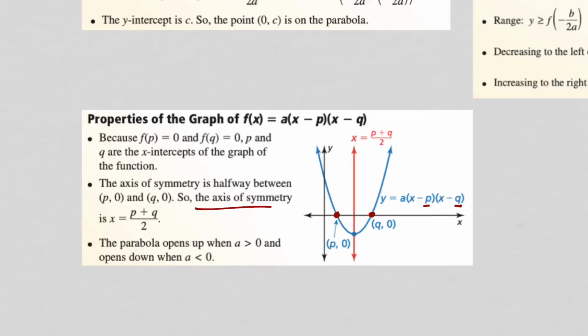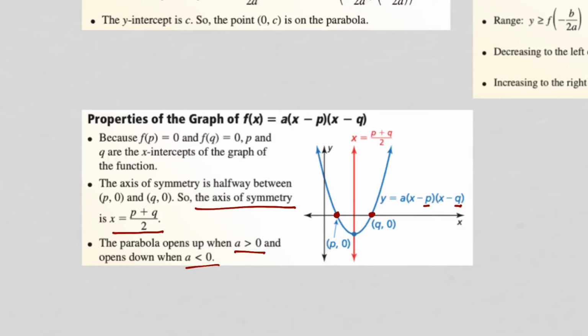And so we can find the axis of symmetry by taking p plus q and dividing it by 2. It opens up when a is positive. It opens down when a is negative, just like our vertex form and our standard form.